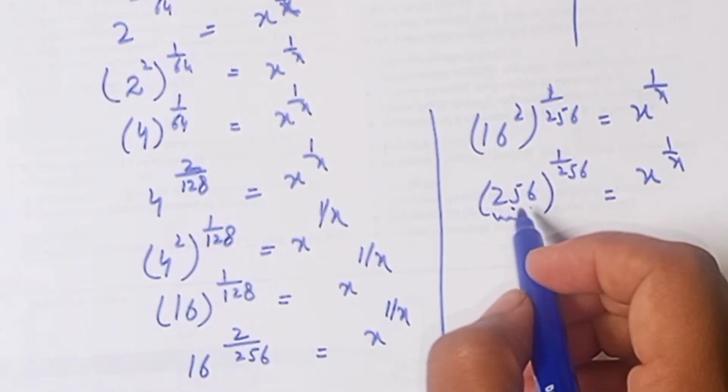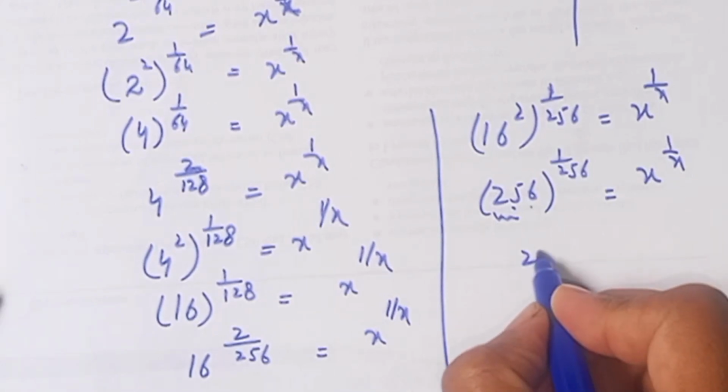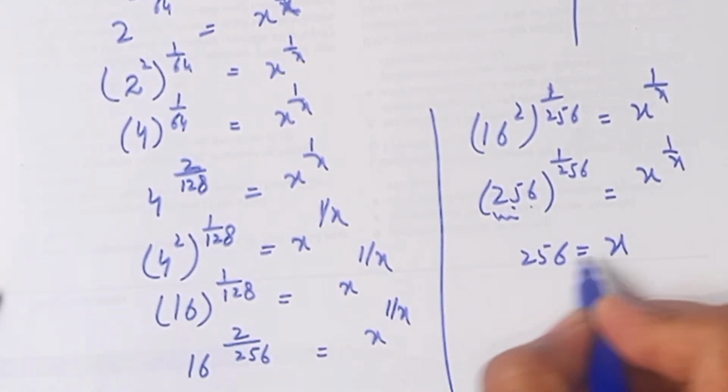If we compare our left hand side and right hand side, this implies 256 is the value of x.